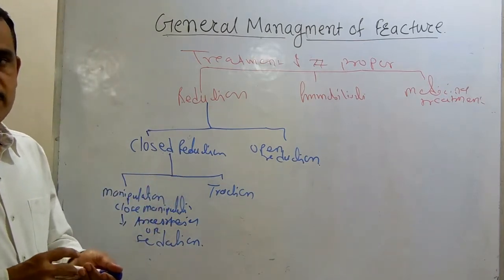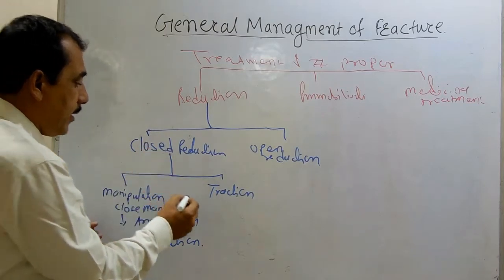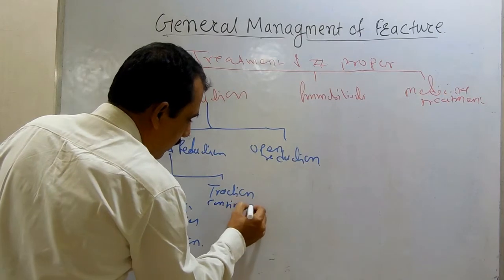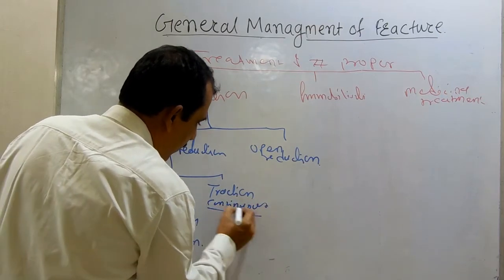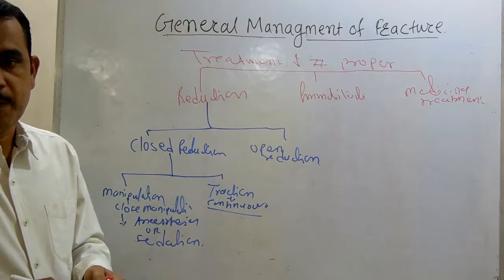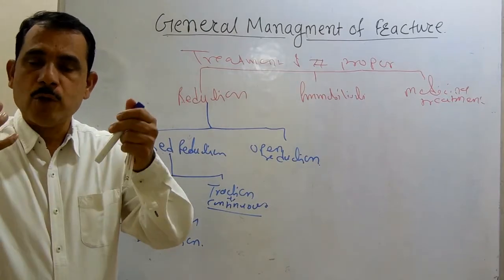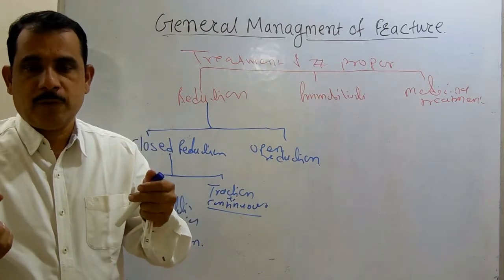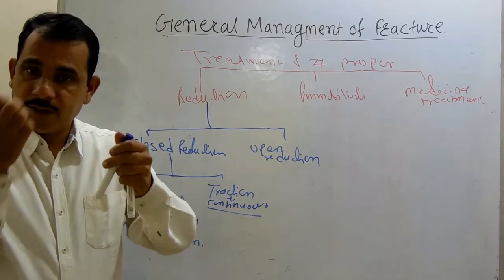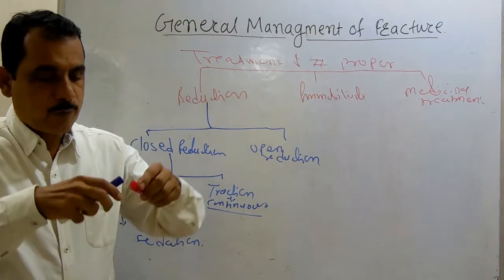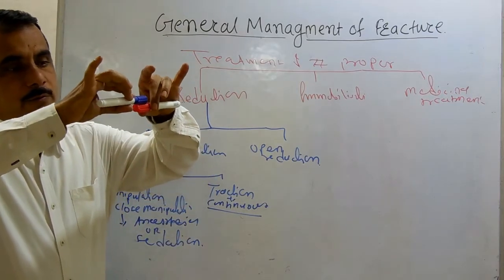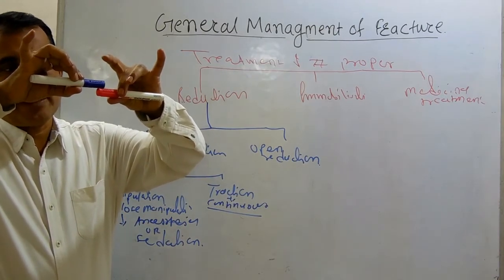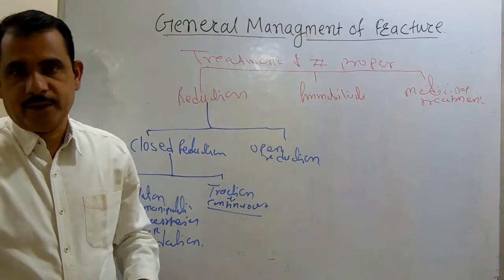So this is one method. Another method is the traction method. The fracture can be reduced by continuous traction. Traction should be continuous. Traction means applying a pull over the bone, by which we can reduce the fracture. Suppose this fracture is there, and overlapping is there. Applying a load or force over the fractured bone, it can pull downwards and be reduced. Do you understand?